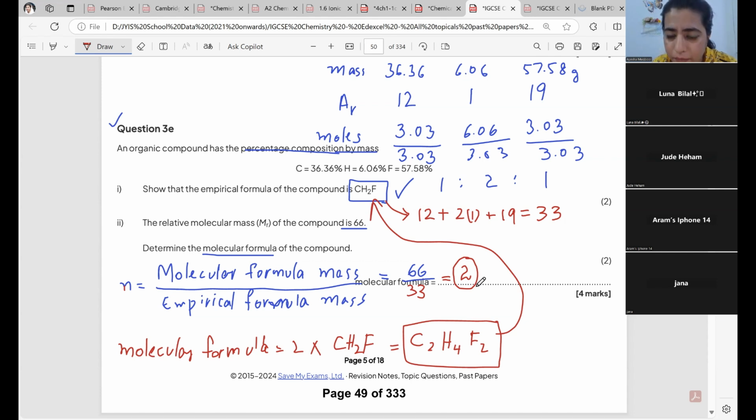Yes, Miss. How did you find 33? 33 is from the empirical formula. It's the mass of the empirical formula. The empirical formula has 1 carbon, 2 hydrogens, 1 fluorine. That is 33.